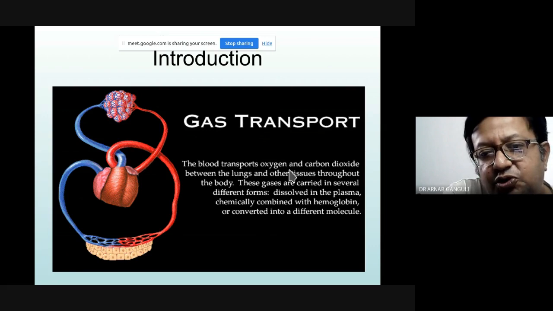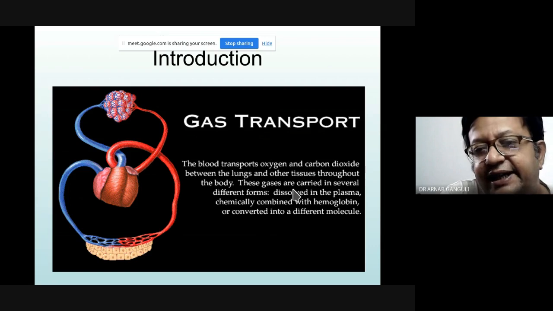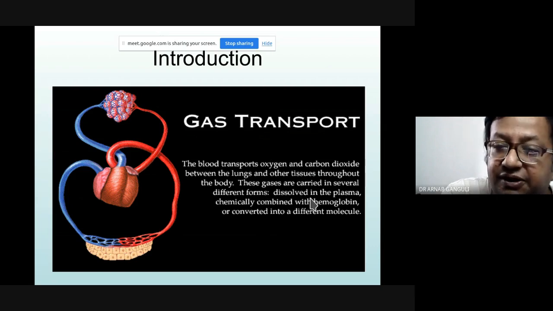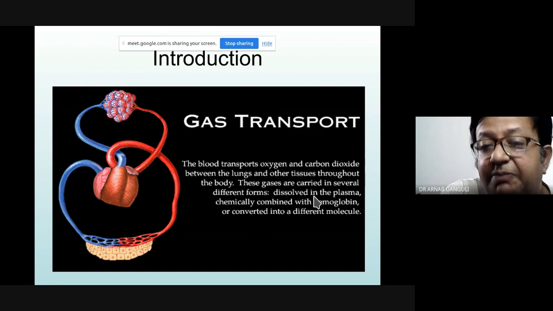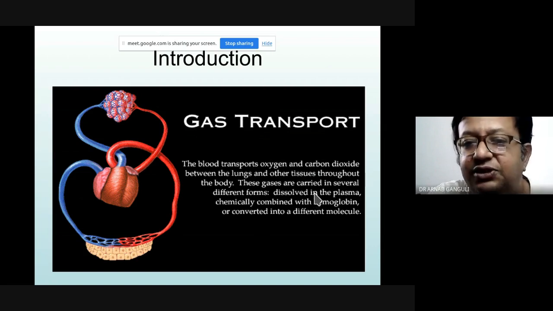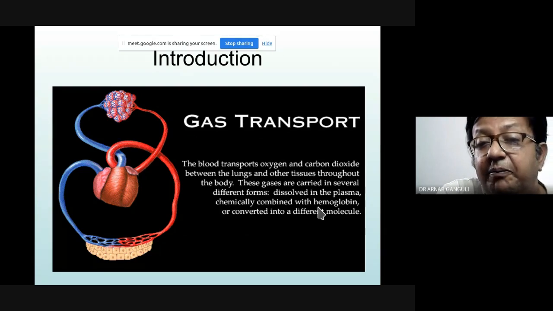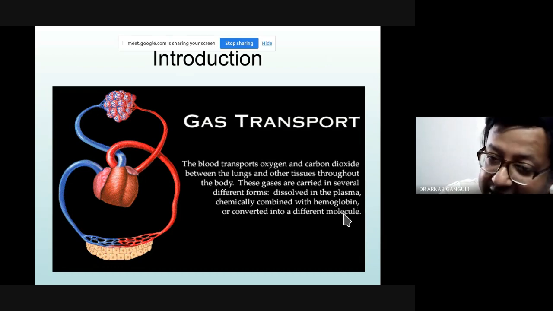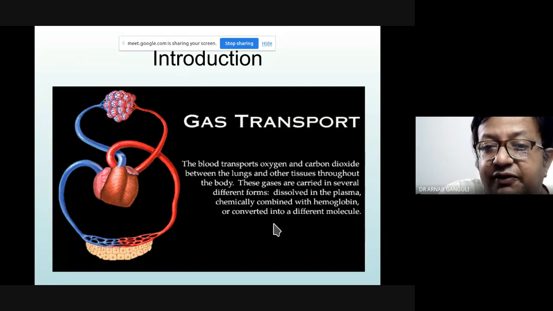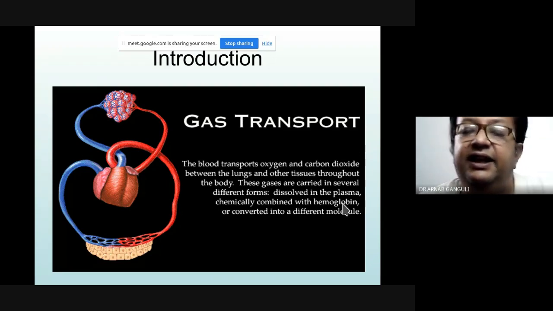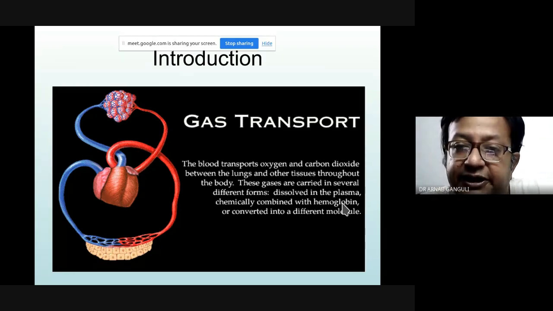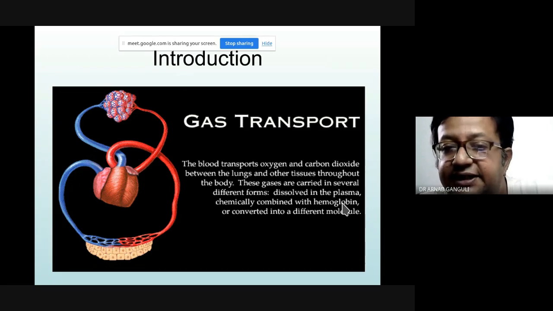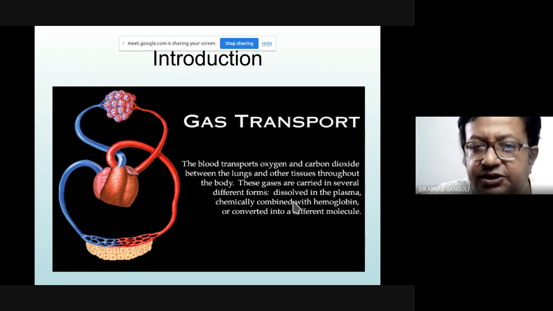So the blood transports oxygen and carbon dioxide between lungs and other tissues through the body. The gases are carried in several different forms. One is dissolved in the blood plasma, the gases O2 and CO2. Then they are chemically combined with hemoglobin to form oxyhemoglobin. This is the second thing. And the third, it is converted into a different molecule, that is, it binds with hydrogen and forms bicarbonate. And when this bicarbonate goes to the lungs, it gets converted back into hydrogen and CO2 is released back. So this is gas transport.